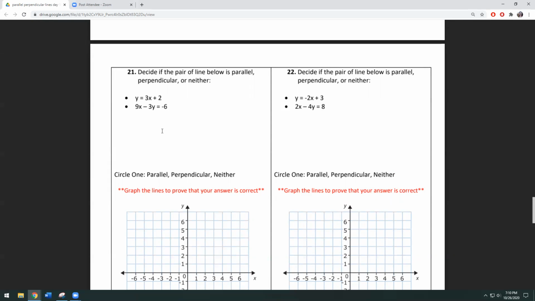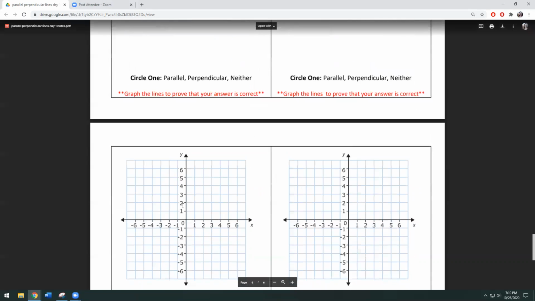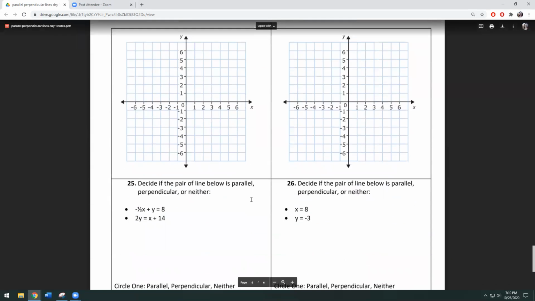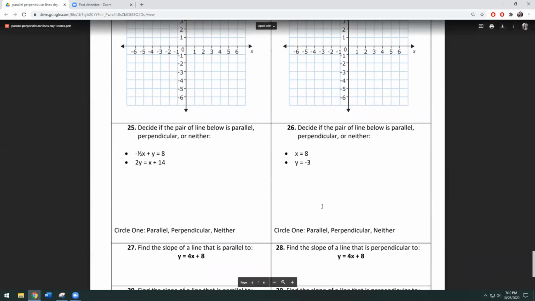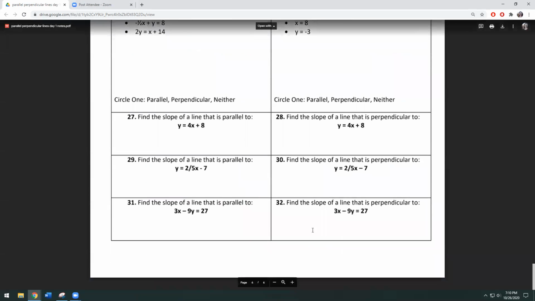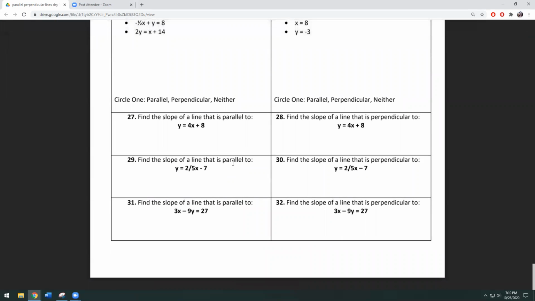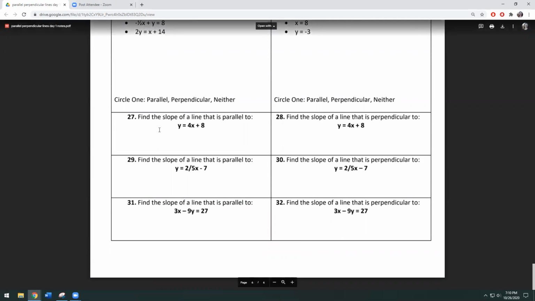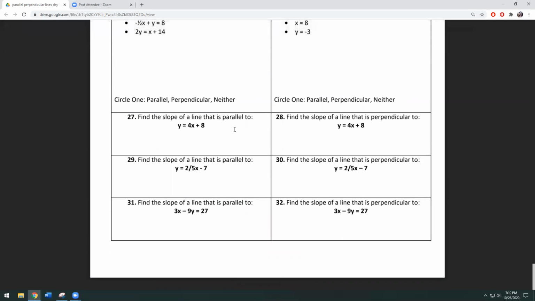And then on a few of these, I think there's 4 of them, you're going to be graphing to prove your answer. Once you get down here, you don't have to graph anymore, you're just circling one. The last 6 problems, you are finding the slope of a line that's parallel or perpendicular to the equation that I gave you. So you're coming up with those slopes.